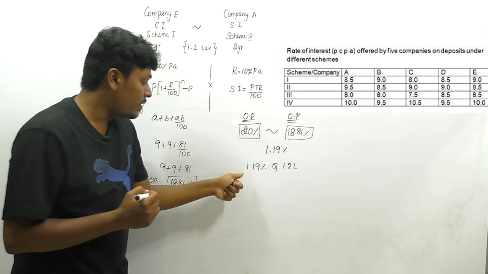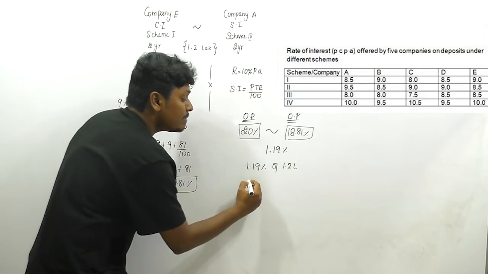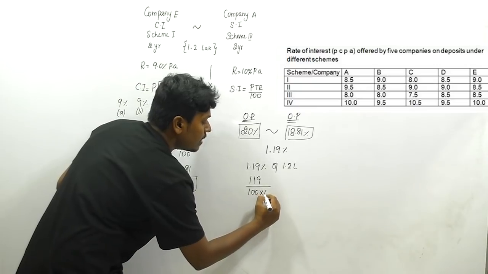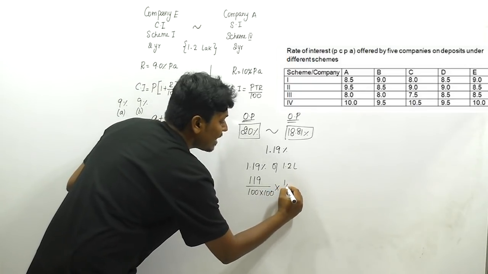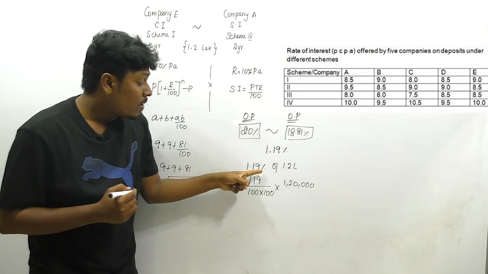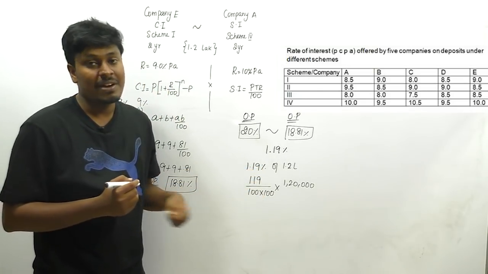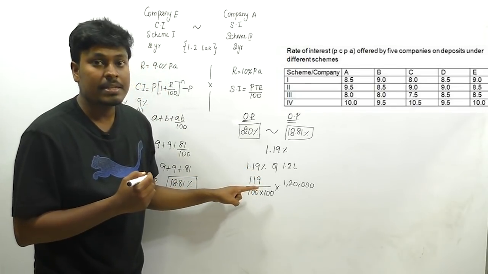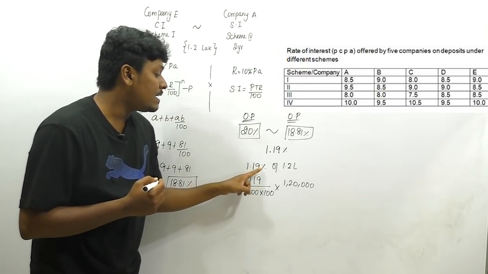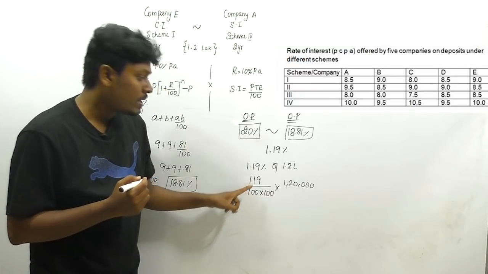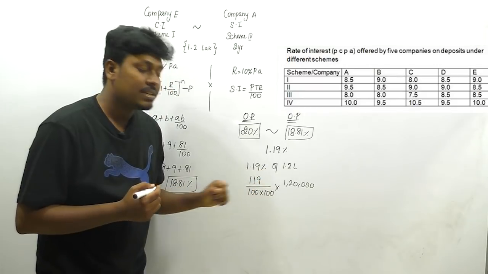Listen carefully, where 1.19% can be written as 119 divided by 100 into 100, into this 1,20,000. Friends, got it? Here it is 1.19. In order to remove the decimal point, this can be written as 119 by 100. So 119 by 100 is to remove the decimal point, and in order to remove the percentage, divide by 100.